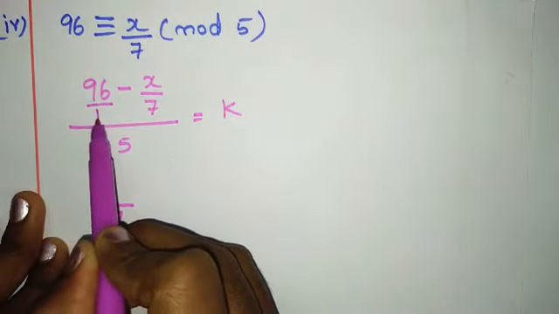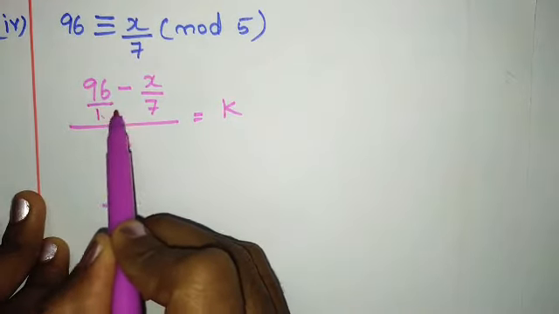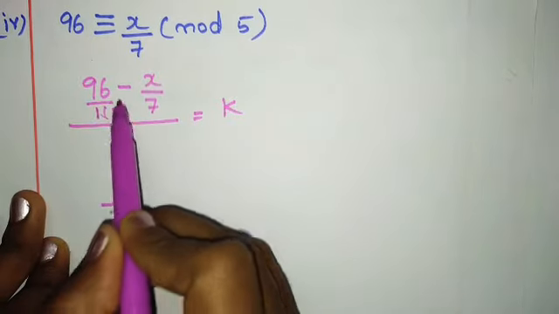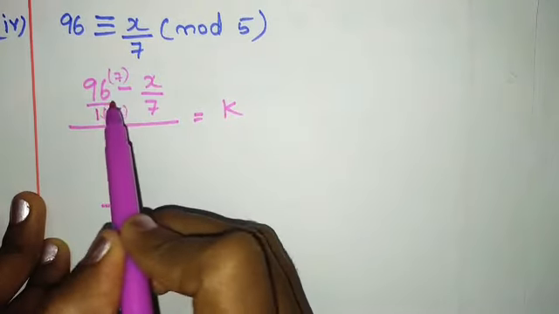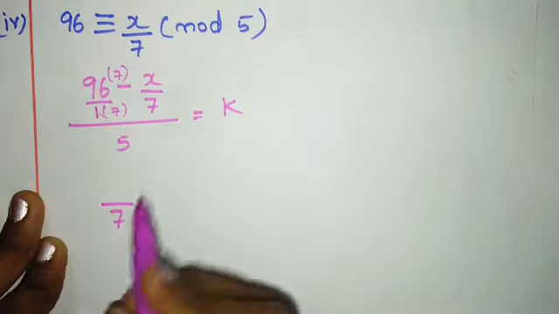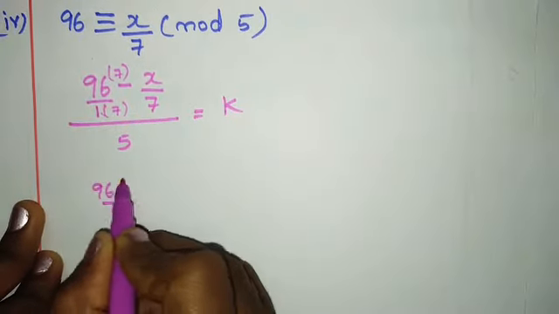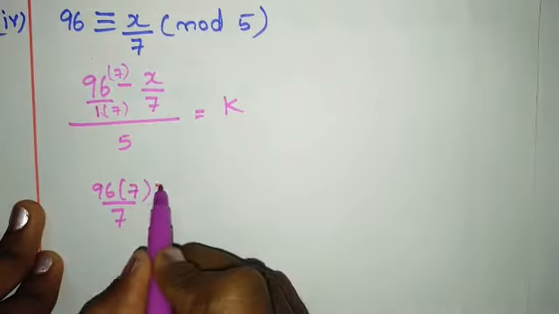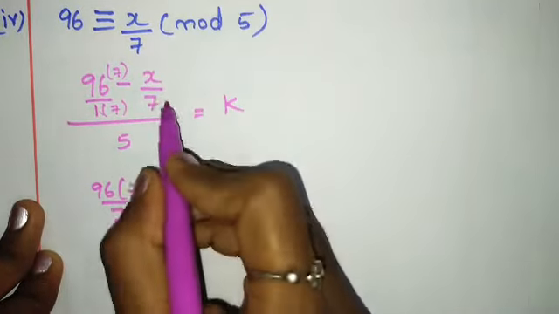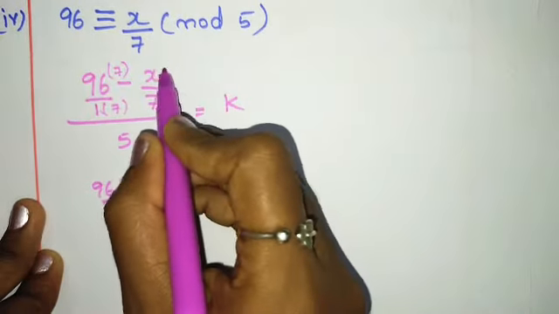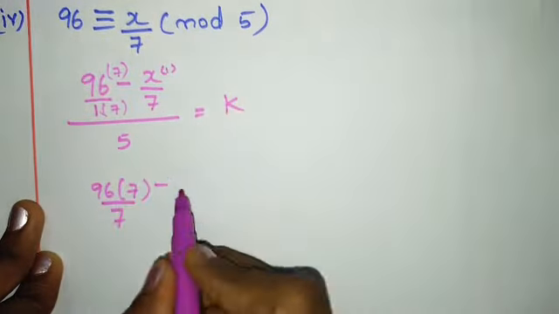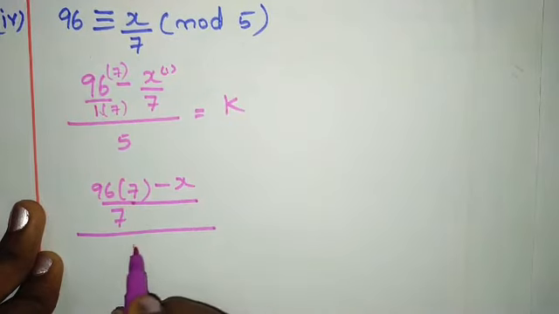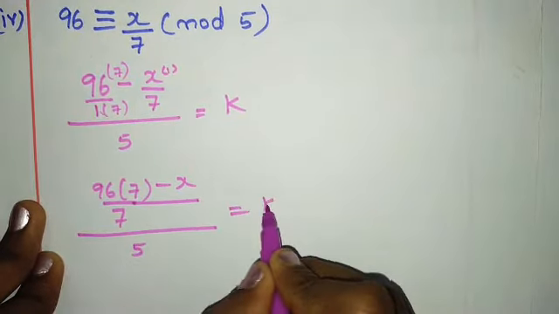Now nothing is there means 1. So if I multiply what with this 1, I'll get 7. So 7 ones is 7, right? So the same number you multiply to the numerator. Okay. So 96 into 7. Correct? 96 into 7 minus 1. So 7 into 1 is 7, right? So that same one, if I multiply here, which is x. So x. Okay. Totally divided by 5 is equals to k.